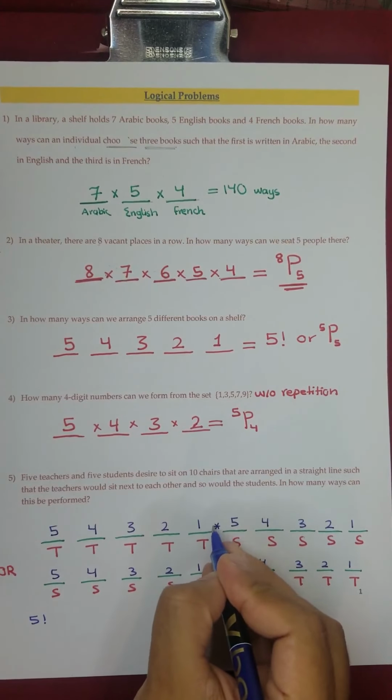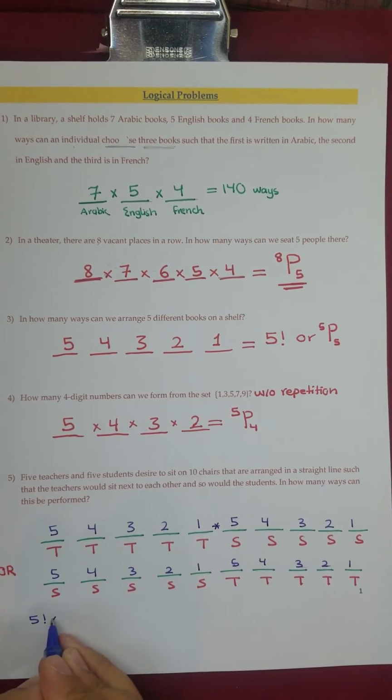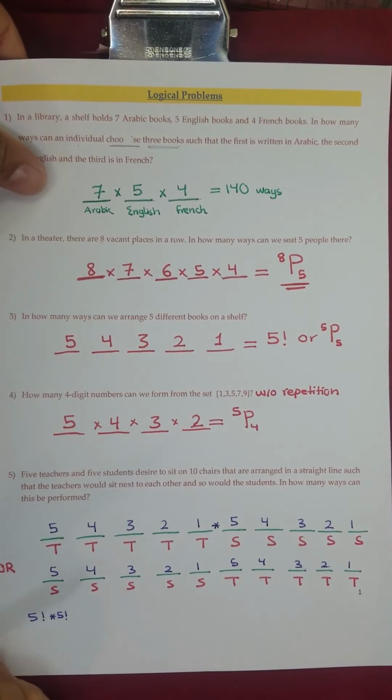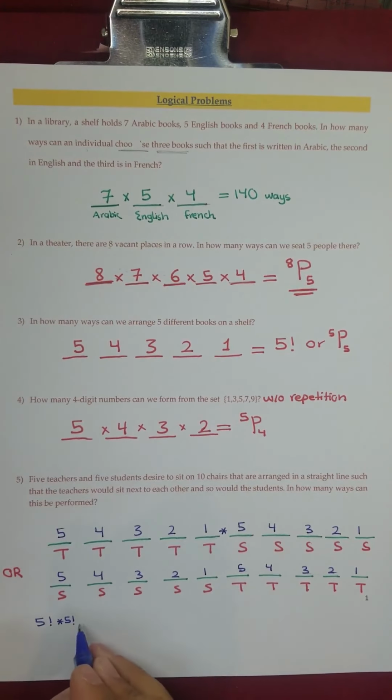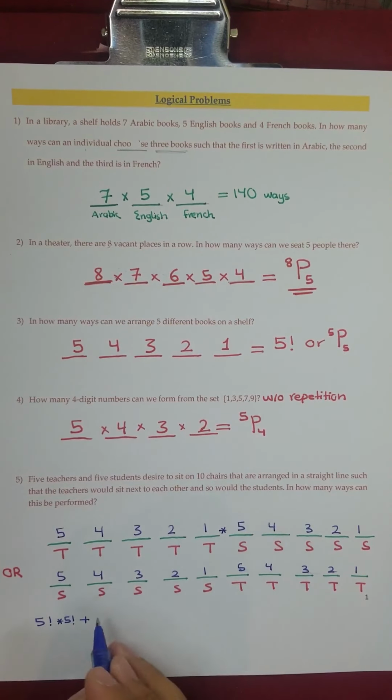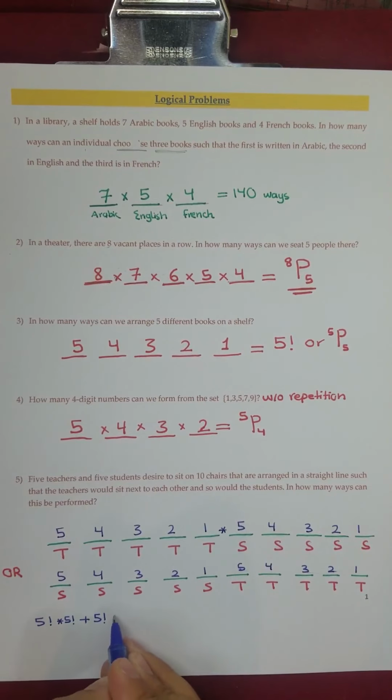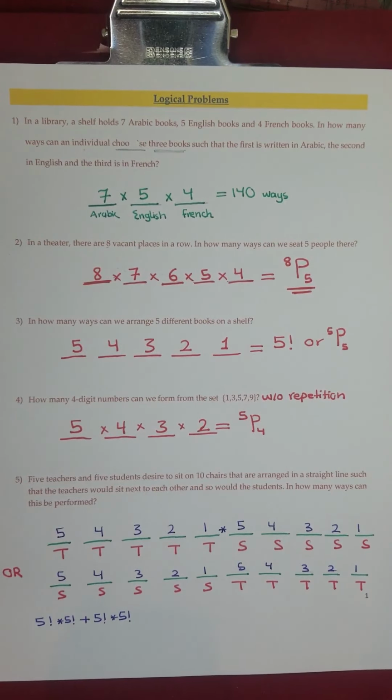Multiplied by the second 5 is also 5 factorial. So multiplied by 5 factorial. Or always translates into addition. So whenever you have "or", it means plus. So plus. This 5 is 5 factorial times 5 factorial, the other 5.